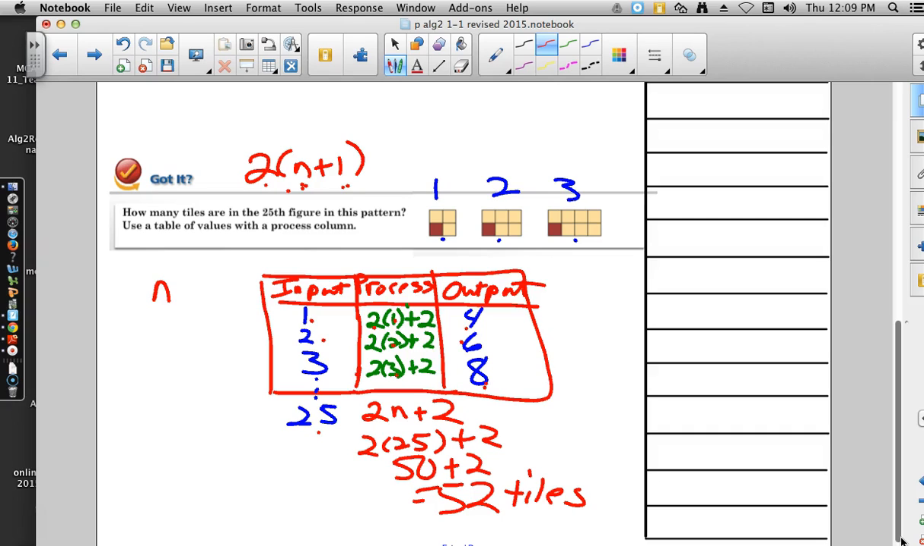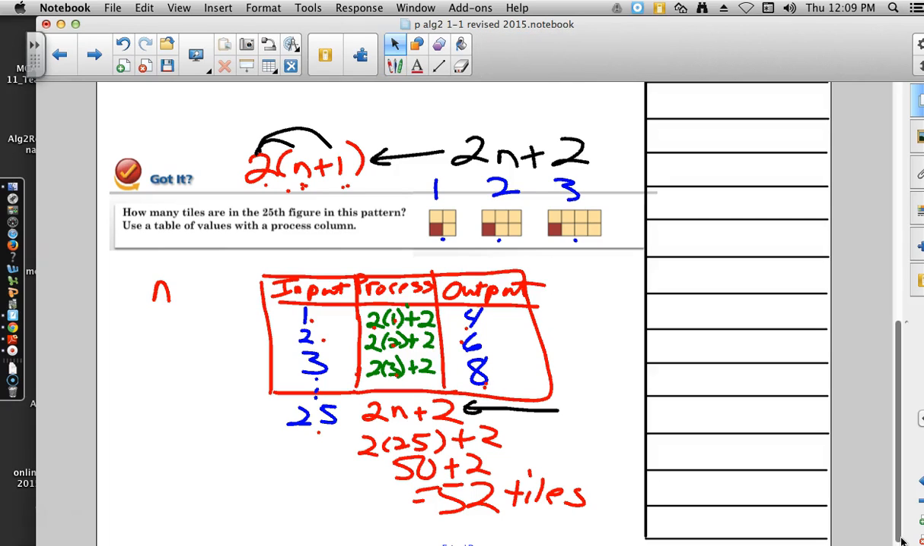Now, those are 2 completely different formulas. Look at this one and look at this one. No, they're not. You guys remember from exponential algebra, if we distribute this 2, it's going to say 2n plus 2. But it's just 2 different ways of thinking your way through the pattern. And that's what we want to learn to do. One way or the other, we want to be able to see that we can develop an algebraic expression that will show us that pattern.